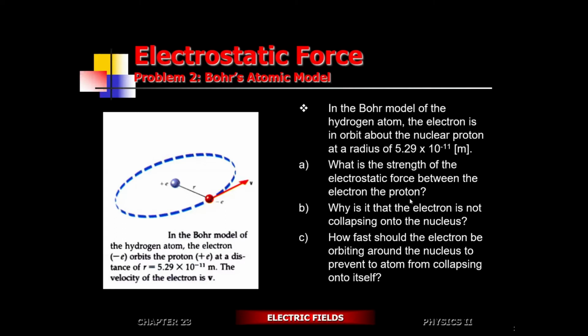The only question I'm going to have is, how fast does the electron need to be moving about the nucleus so it's not collapsing into the nucleus? This is problem number 1 from the handout. Just go to Canvas and look at the problems. This is problem number 2 from Canvas.